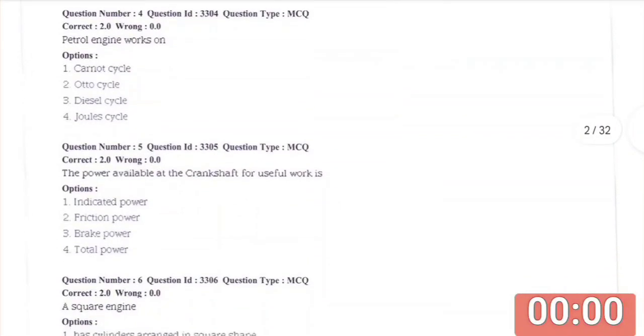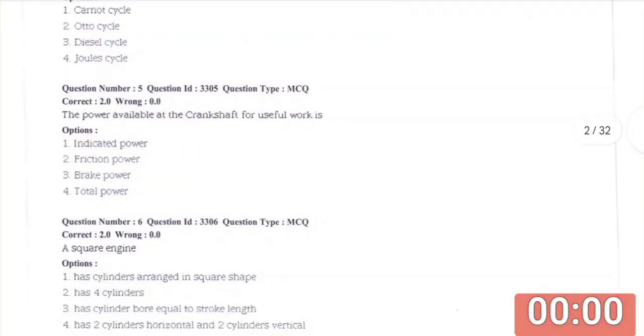Let's move to question 6. Question number 6. A square engine: option 1, has cylinders arranged in square shape; option 2, has 4 cylinders; option 3, has cylinder bore equal to stroke length; option 4, has 2 cylinders horizontal and 2 cylinders vertical. Answer is option 3.